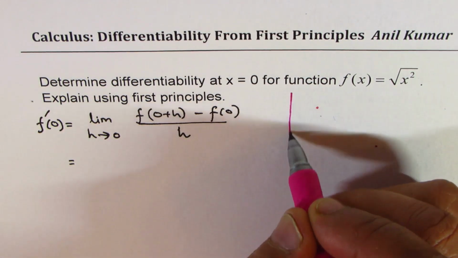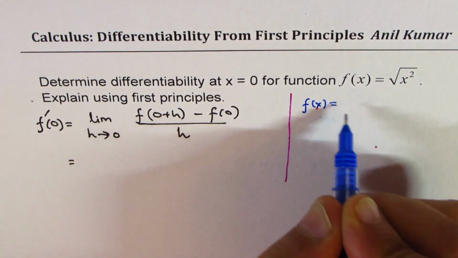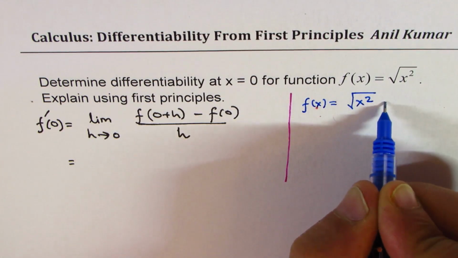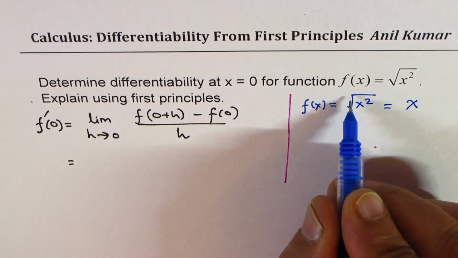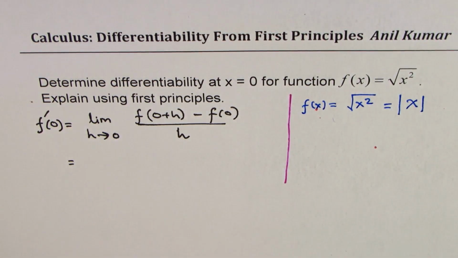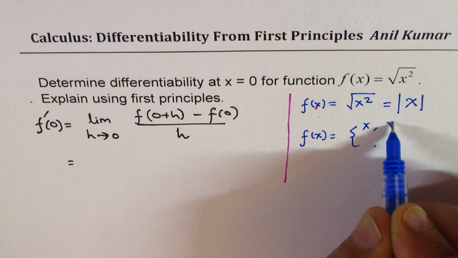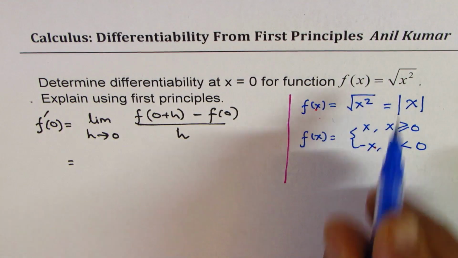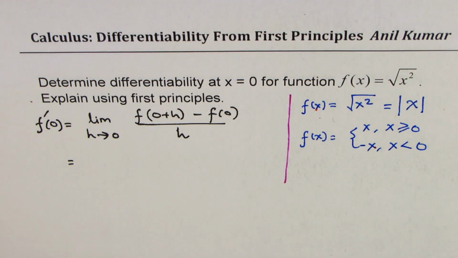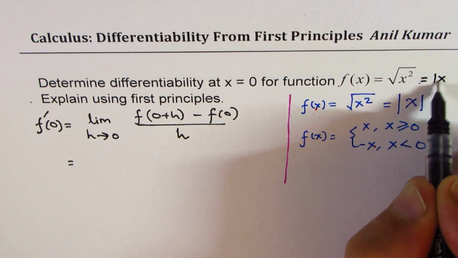Let me show you here on the right side. So the function f of x equals square root of x squared is always positive, right? It is not x, because x could be negative. Square root of x squared is the absolute value of x. So you could write this function f of x as equal to x for x greater than or equal to 0 and minus x for x less than 0. Right? So it is basically an absolute function. This is very important to understand. So now we could write this as f of x equals absolute value of x.